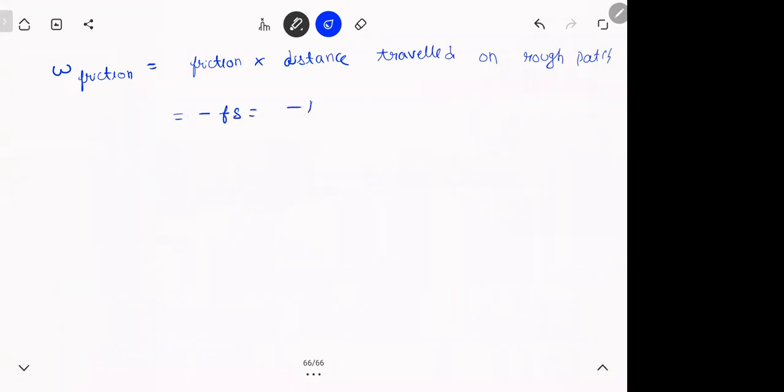That means work done by friction. If you see, friction is the one who is responsible for stealing all the energy. That will be friction into distance traveled on the rough surface. You're not actually interested in the total distance, but only in the rough patch distance. So this thing is how much? Minus friction into S. Friction is how much? Minus mu mg into S. Why minus? That is because both are always opposite.